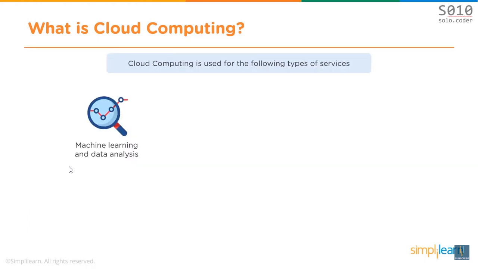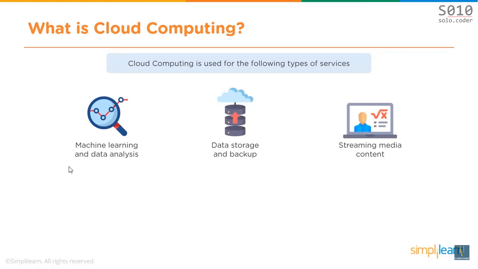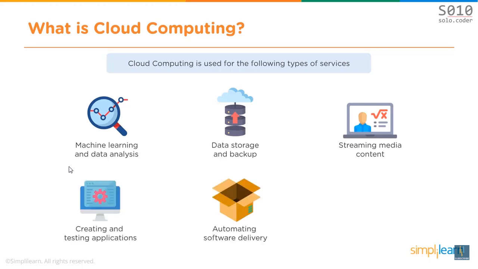Now, cloud computing is used for a wide variety of reasons. Firstly, there's machine learning and data analysis. Now, basically, there are services that analyze your data and tell you how you can work with this data better. Then there's data storage and backup, streaming media content. For example, did you know that the shows that you watch on Netflix, actually all of them are in the cloud. So you're connected to the internet and you browse through Netflix and you get access to the videos. These are possible with the help of cloud service providers. There's creating and testing applications, automating software delivery, which is a component in DevOps, and hosting blogs and applications.